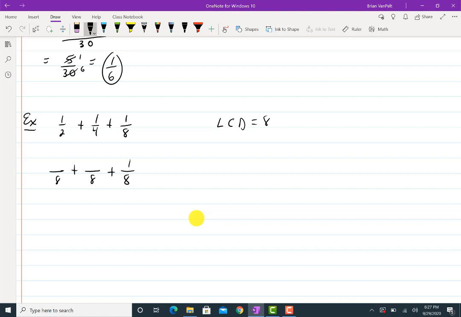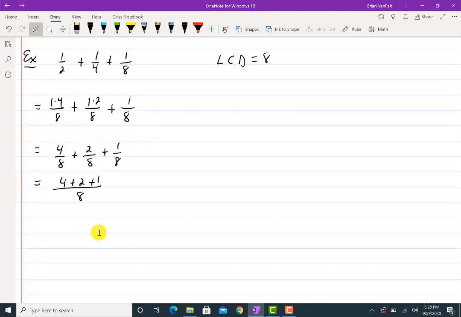Now, in order to change 1/2 to something over 8, I would have had to multiply the 2 by 4. So I have to multiply the 1 by 4. Similarly, 4 times 2 equals 8, so I have to multiply the numerator by 2. And that looks like we have 4/8 plus 2/8 plus 1/8. And for fractions like this, you just add them all up: 4 plus 2 plus 1, the whole thing over 8. And that is 7/8.